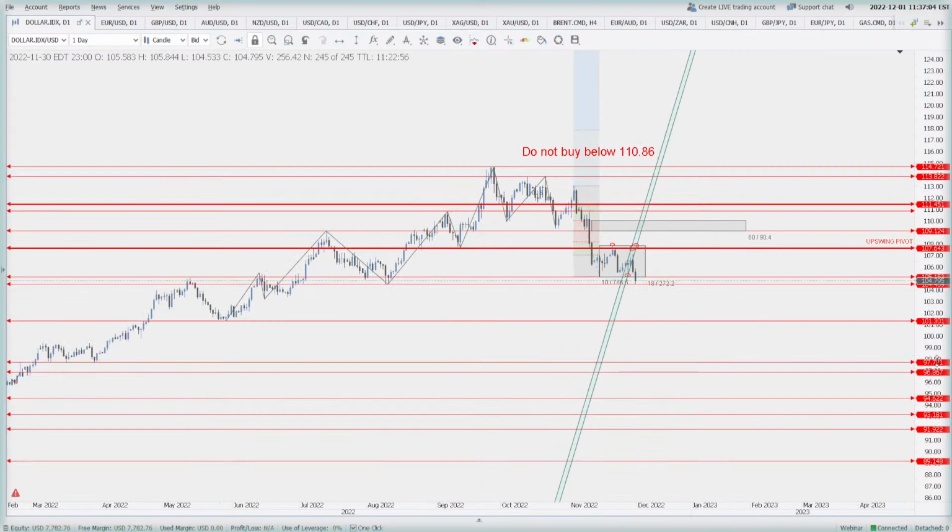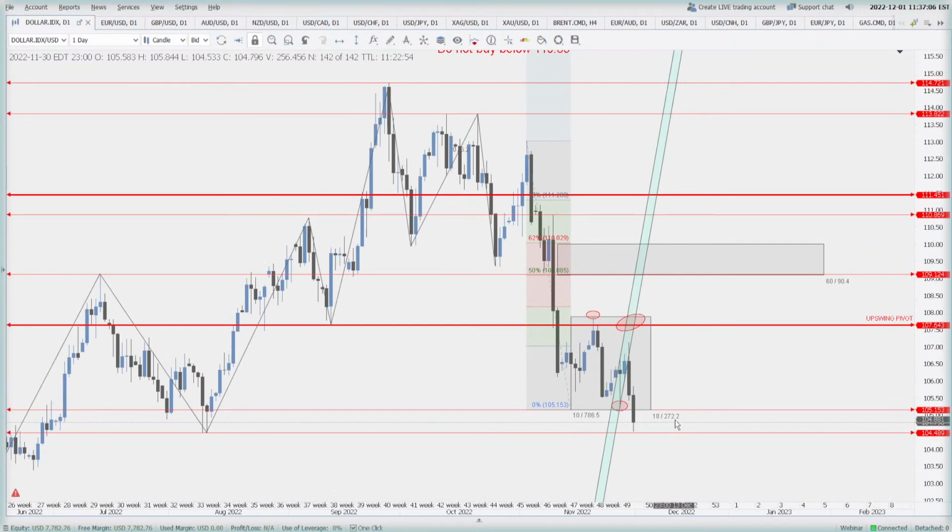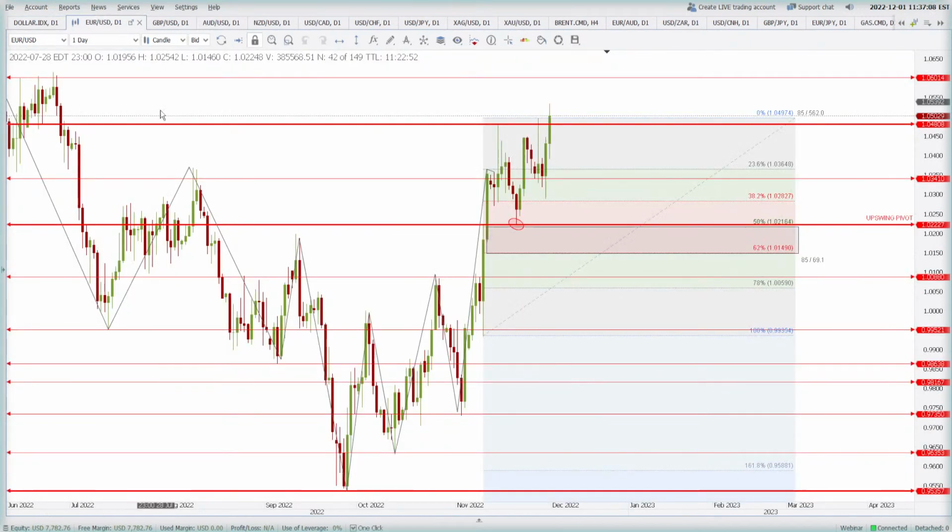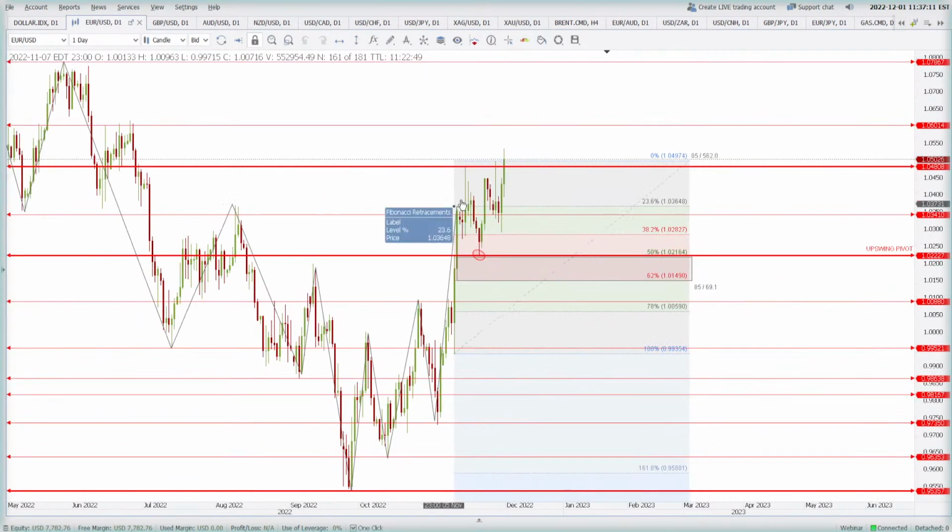All right, so now you know that the dollar index is at the support. So euro will also be at the resistance. Yes, euro is not at the resistance, there is more to go in the euro. Actually 1.0601 is what I'm expecting here in the euro.